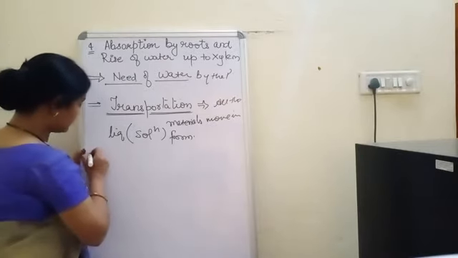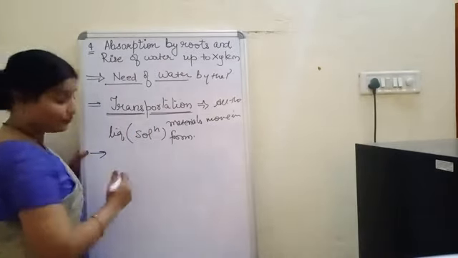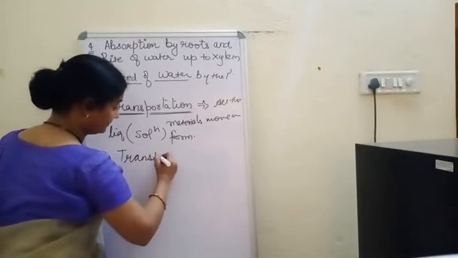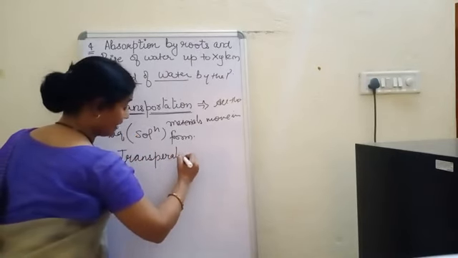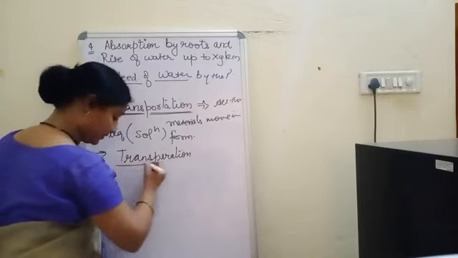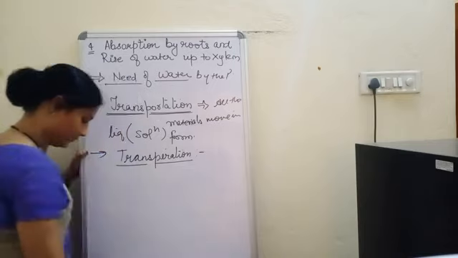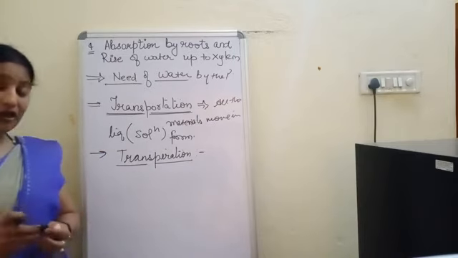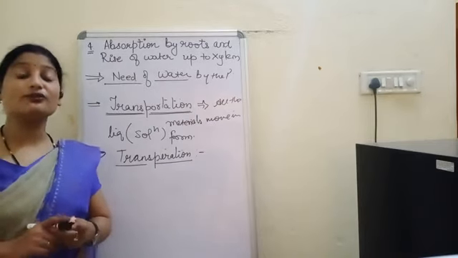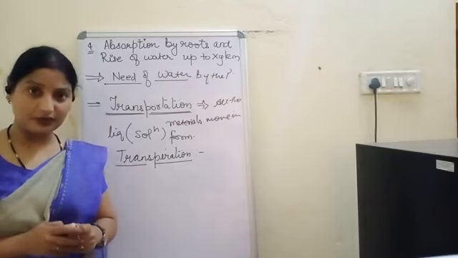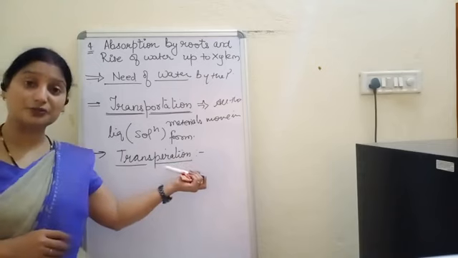The second reason for the need of water is transpiration. And what is the meaning of transpiration, children? Meaning of transpiration is loss of water by the aerial parts of the plant. Okay, that is called transpiration.